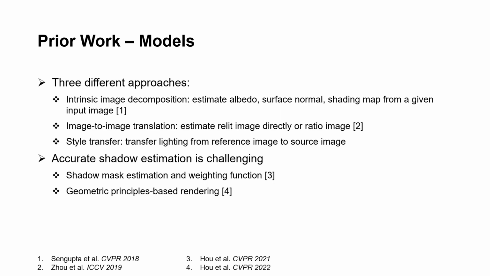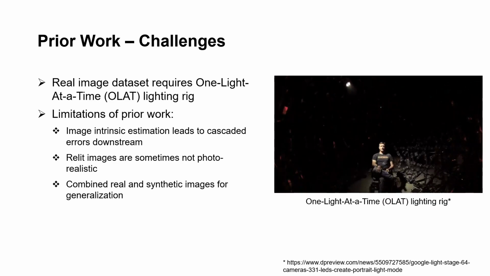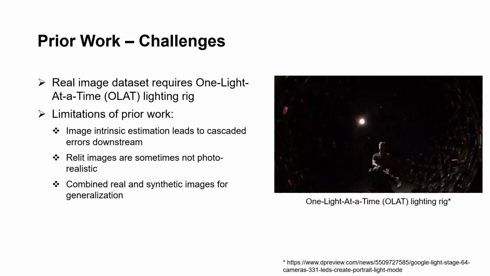An important aspect of relighting is to accurately estimate shadows. Towards this end, methods have looked at estimating a shadow mask and weighting it appropriately with the input image, or using geometric principles to determine the direction of shadows cast on an image. While these methods work well, there are a few limitations.